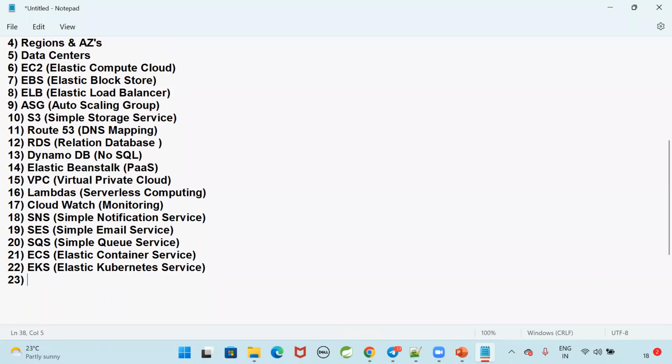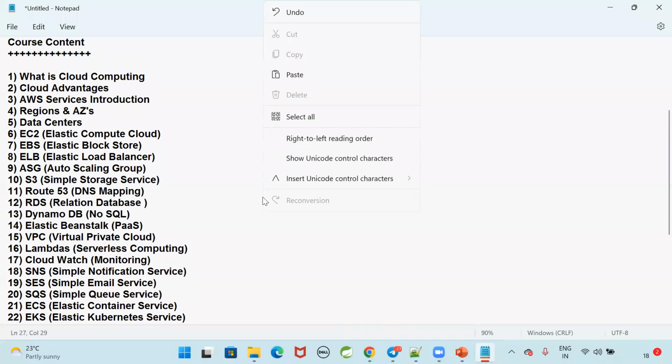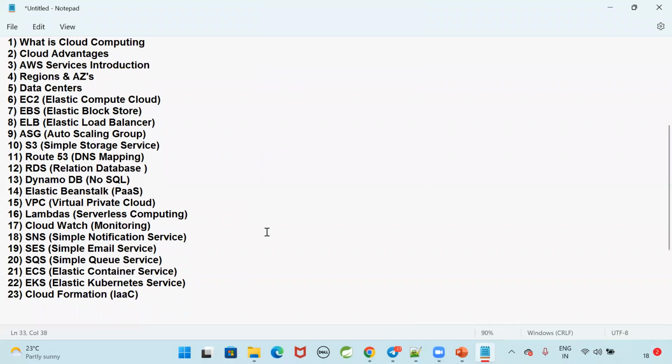Then we'll talk about CloudFormation. This is infrastructure as code: how to create infrastructure in the AWS cloud by using code. The CloudFormation service we are also going to learn in the AWS cloud. And we are going to learn about IAM, Identity and Access Management.